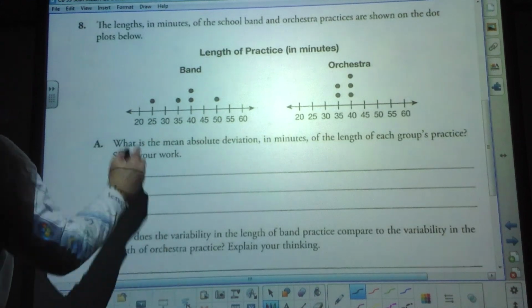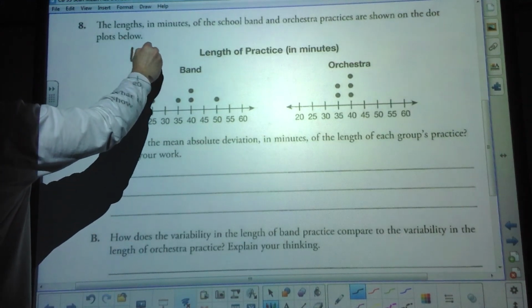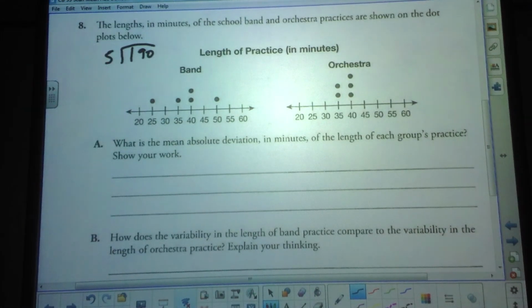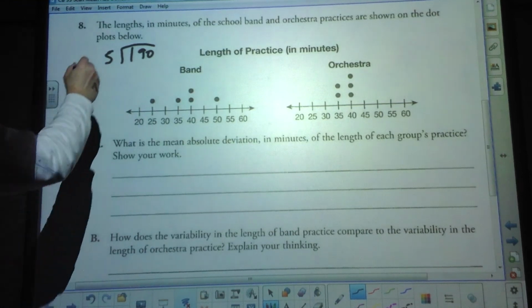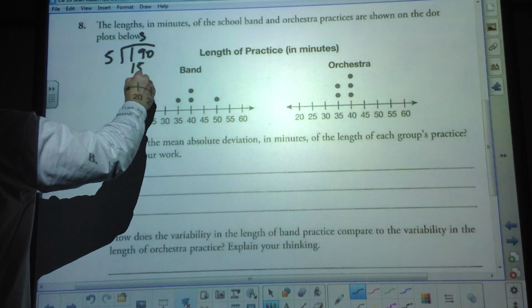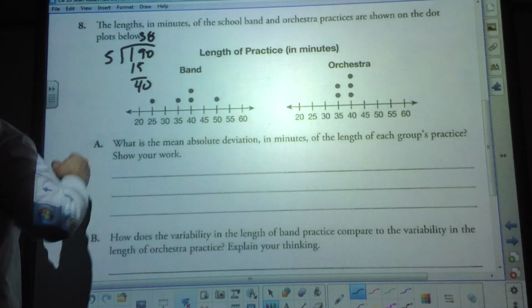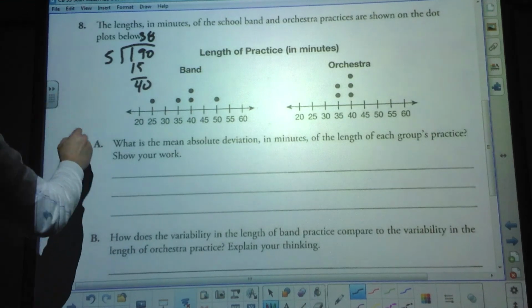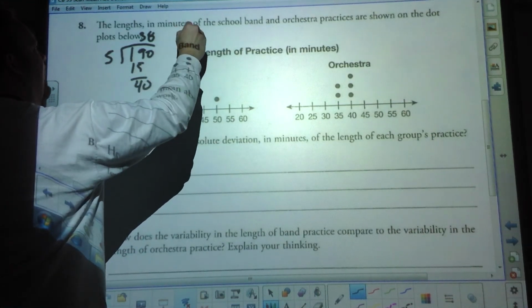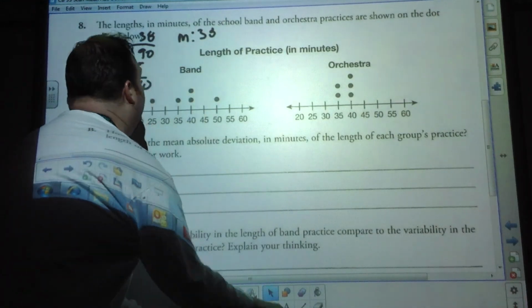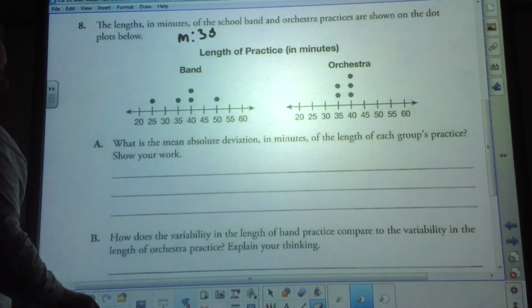190 divided by 5. I hope you can see this well. 5 goes into 19 3 times without going over, this is 15, 4, 0, 8. So my mean is 38. My mean is 38, so I'm going to put that right here. Now I'm going to find the mean absolute deviation.